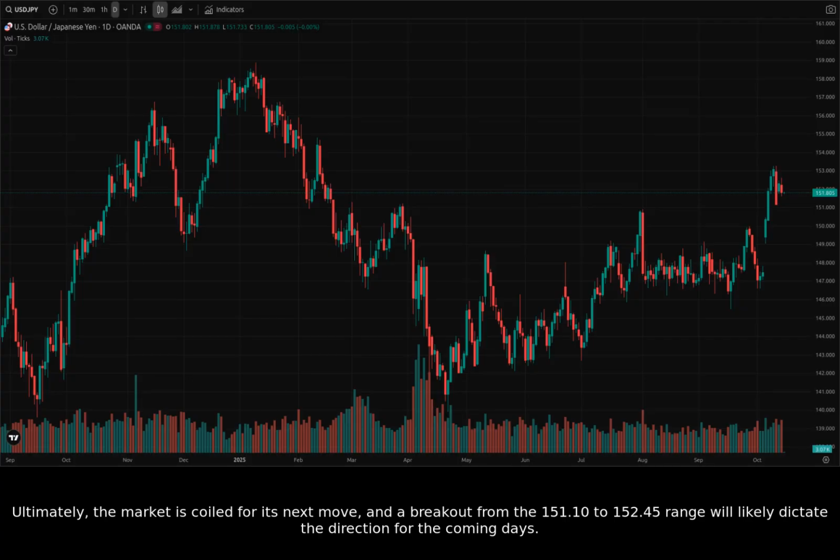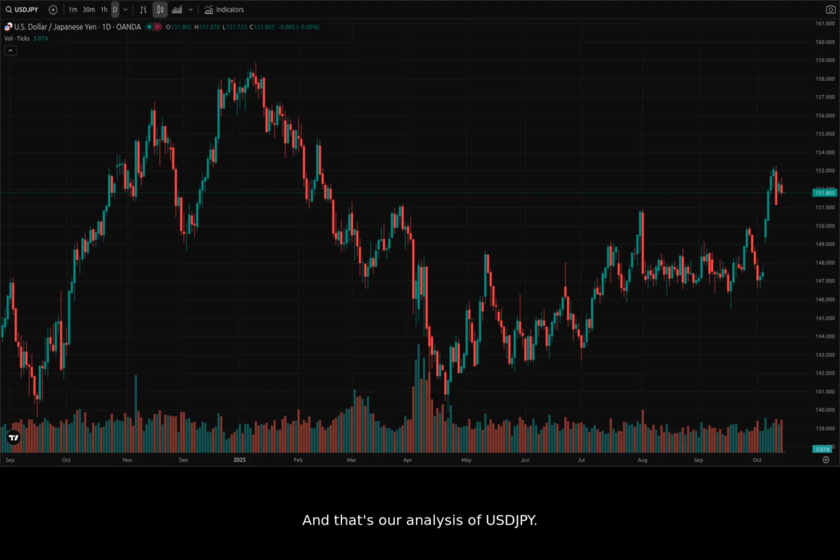Ultimately, the market is coiled for its next move, and a breakout from the 151.10 to 152.45 range will likely dictate the direction for the coming days. And that's our analysis of USDJPY.